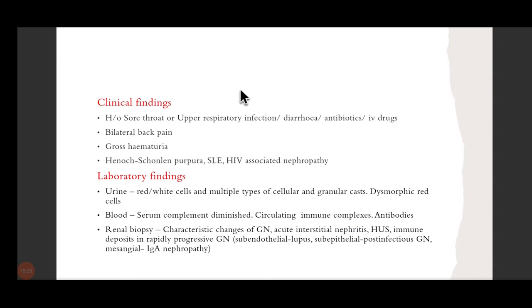So clinical findings, we often find that there is a history of sore throat or upper respiratory infection, diarrhea, any administration of recent antibiotics or IV drug abuse. The patient may present to you with bilateral back pain, gross hematuria, or it may be associated with systemic diseases like Henoch-Schonlein purpura, SLE, and HIV-associated nephropathy. If we do a lab workup, we find that there are red or white cells in urine routine microscopy, and multiple types of cellular and granular casts are visible.